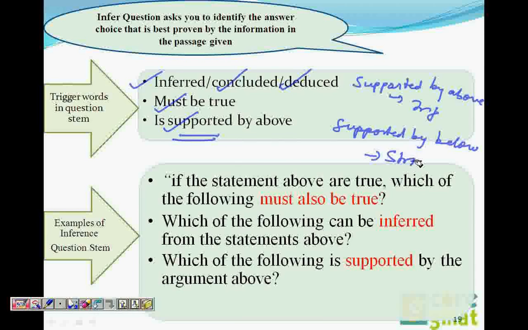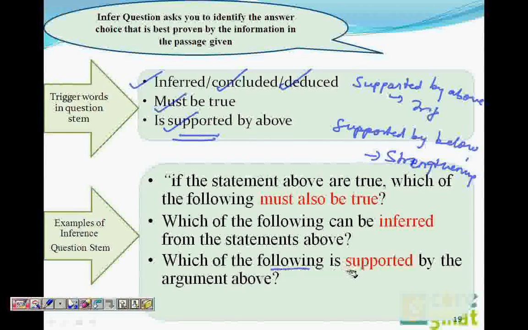So you have to find the conclusion. If the conclusion is in the stimulus, it is a strengthening question. If the conclusion is in the answer choices, it is an infer question. Perfect. So these are the question types. If the statements above are true, which of the following must also be true? Which of the following can be inferred? Which of the following is supported?